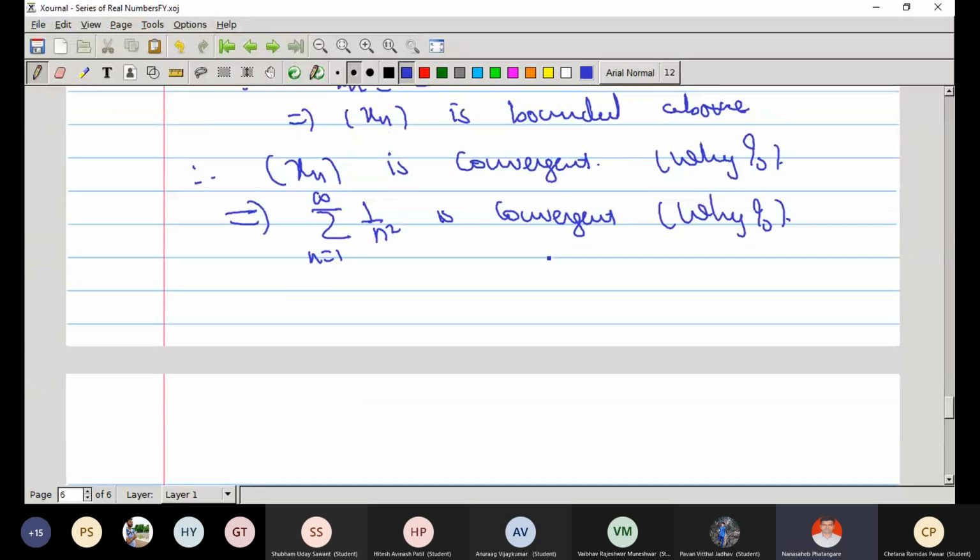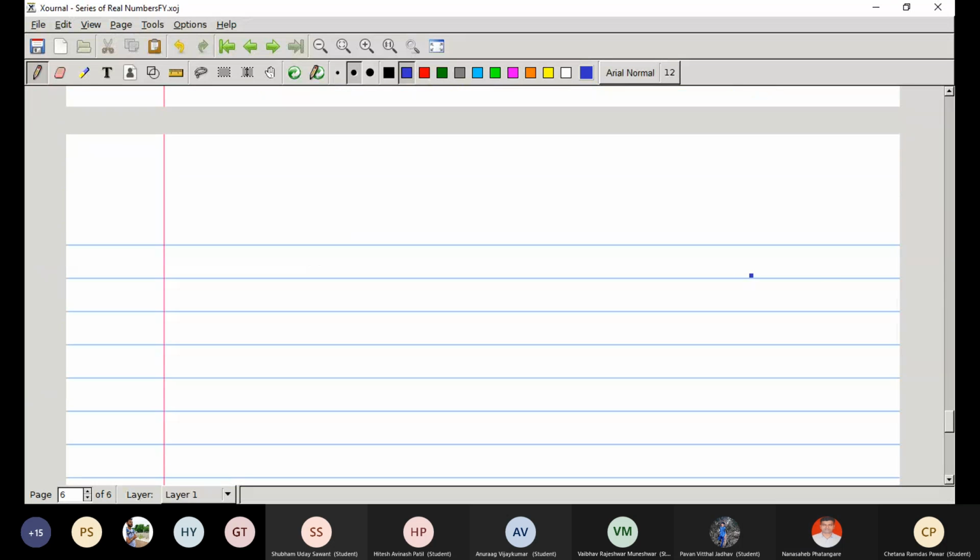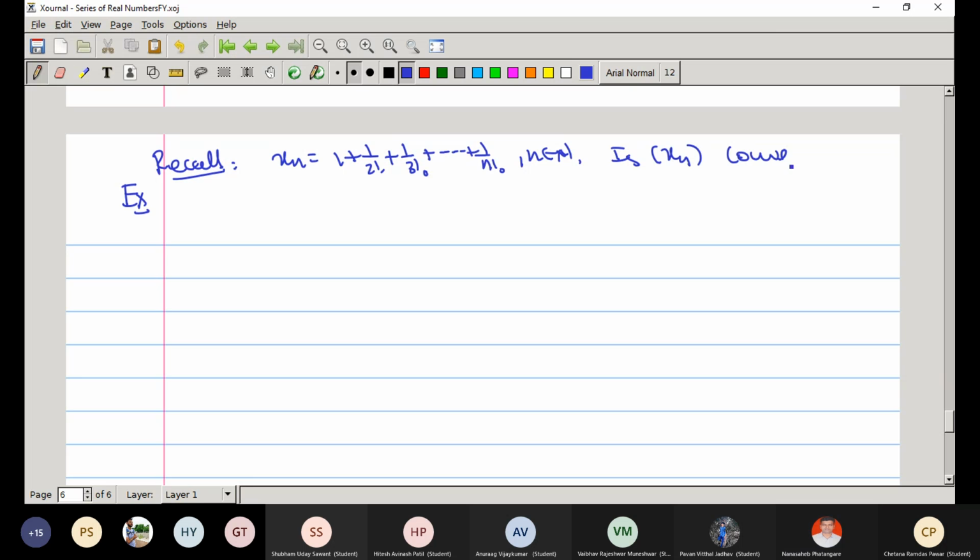Right. So recall this. If xn is equal to 1 plus 1 by 2 factorial plus 1 by 3 factorial up to 1 by n factorial, n belongs to N, then is the sequence xn convergent? We have discussed this sequence already. Yes, sir. So is it convergent?